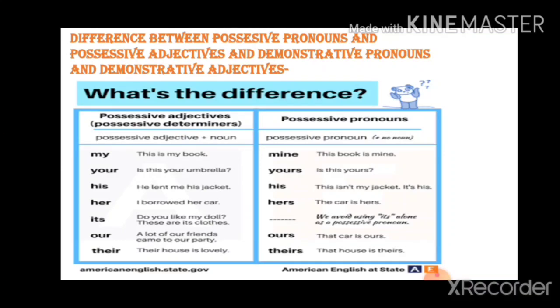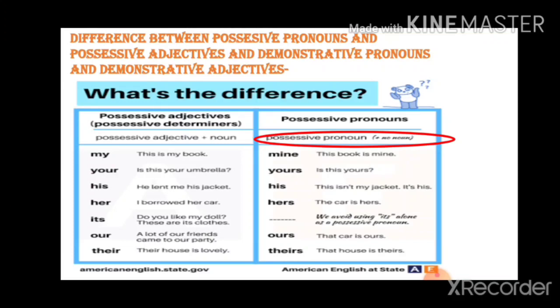In possessive adjective and possessive pronoun, first of all, you will always remember an adjective is always followed by a noun. There will always be a noun after an adjective, especially in case of possessive, demonstrative and interrogative adjectives. But in pronouns, after all these words, there will be no noun.